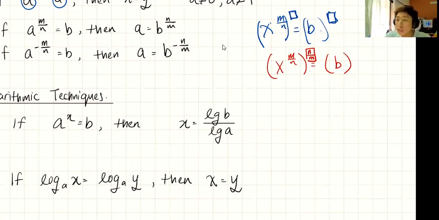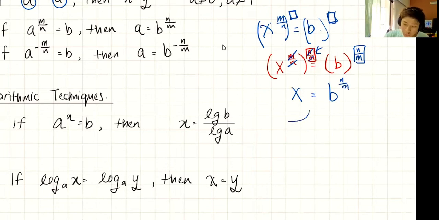Because by law of indices number 3, in lecture video 4.1, we realized that when you have two powers side by side, you multiply the powers. So you can cancel the m up and down, cancel the n up and down. So you're left with x to the power of 1, which is x. Whatever I did to the left just now, I got to do it to the right also. I've got to power of n over m also. You understand? So I straight away get x is equals to b to the power of n over m. That's how I arrive at this.